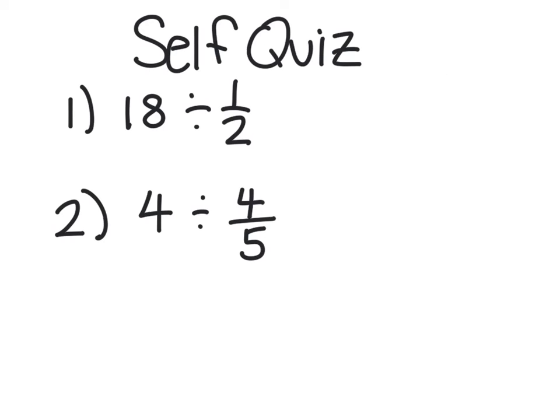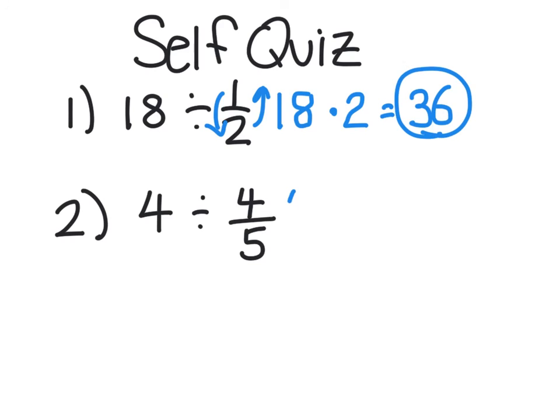All right, pause the video and take the self-quiz, then restart to check your answers. Welcome back from pausing the video. For number 1, 18 stays the same. Division becomes multiplication. The reciprocal of 1/2 is the number 2 over 1, or just 2. So the answer is 36.